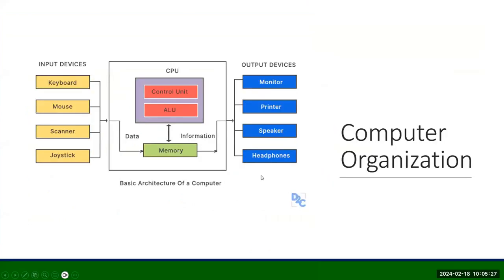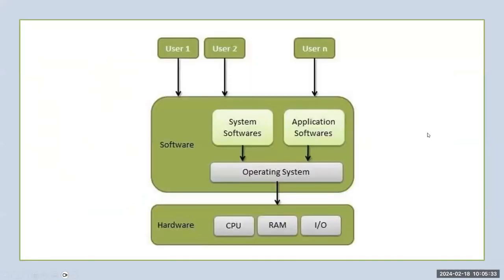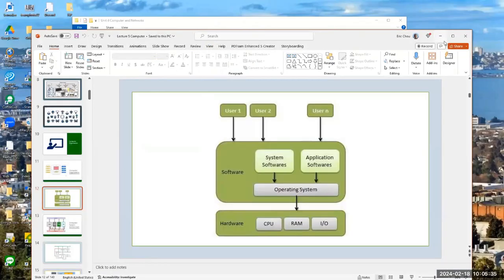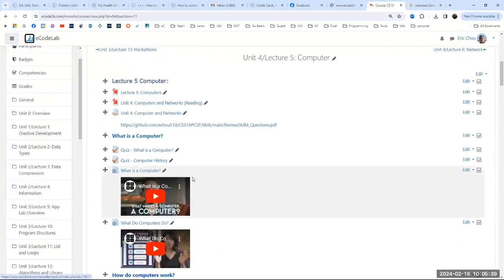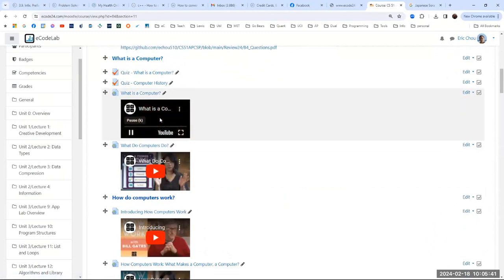So first one is computer organization. We have the keyboard, mouse, control unit, and memory. Let's look at some video, okay? First on this, what is a computer?